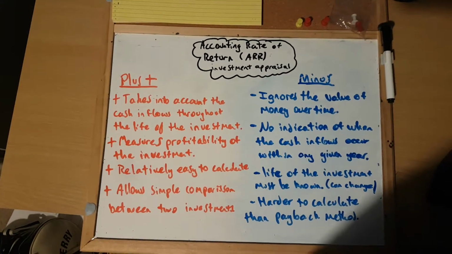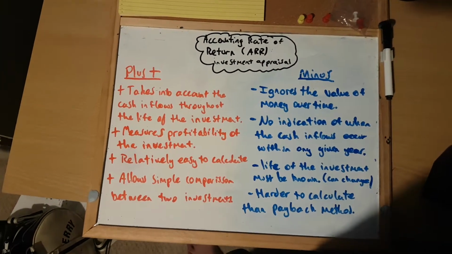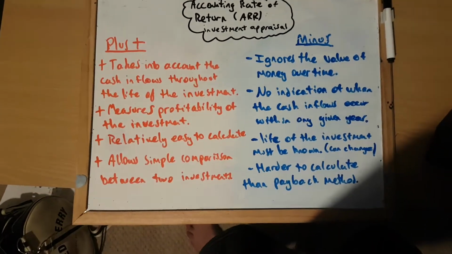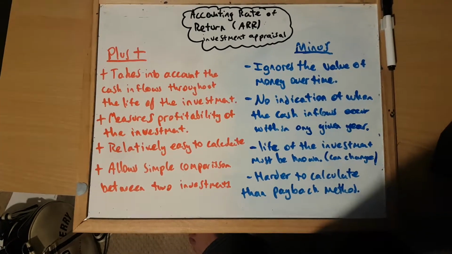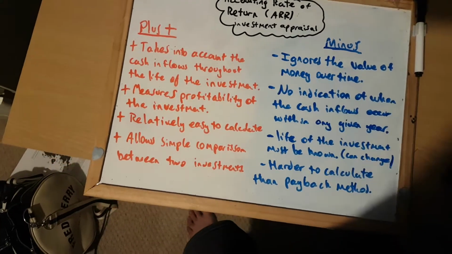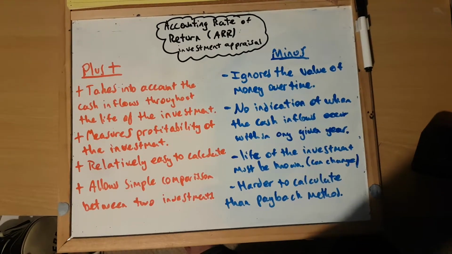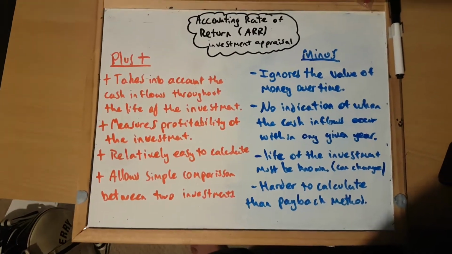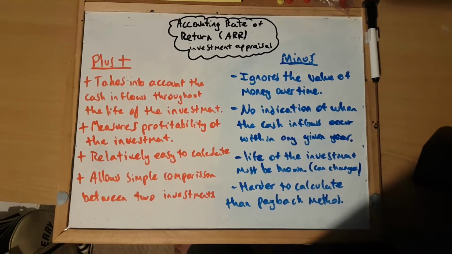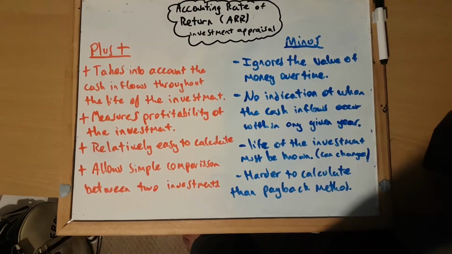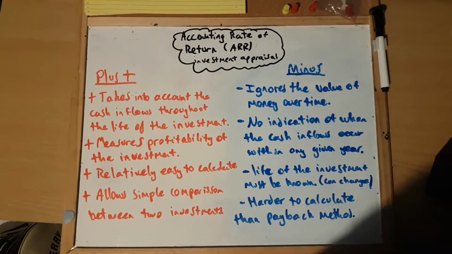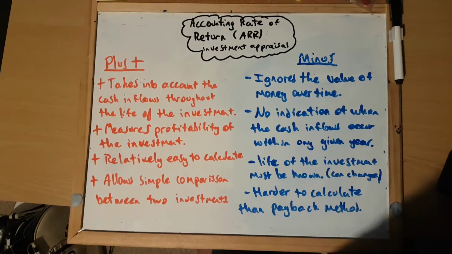So with ARR, it takes into account the cash inflows throughout the life of the investment. This is something that you don't get in the payback method. So this is an advantage of the accounting rate of return. Why? Well, if you know when the cash inflows are going to occur, then this helps you. It makes it easier to calculate your cash flow problems. And obviously, we said about this earlier, when a business is making an investment, cash flow is massively important, because if they need to get a loan or an overdraft, then banks are going to want to look at their cash flow.